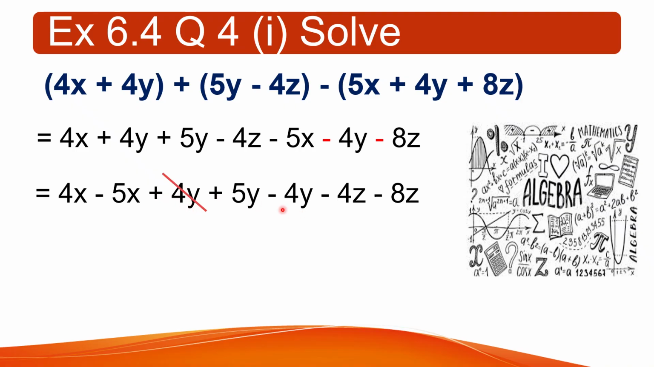This positive 4y and this negative 4y can be cut like this. Or if you solve them mentally, 4y plus 5y is 9y. Then minus 4y is again plus 5y. So if the terms are the same but the signs are different, we just cut them. And the remaining term will be the leftover. Then we have minus 4z and minus 8z. Minus minus is plus, so we will add them but put the sign of the greater value. So our answer is -x + 5y - 12z.